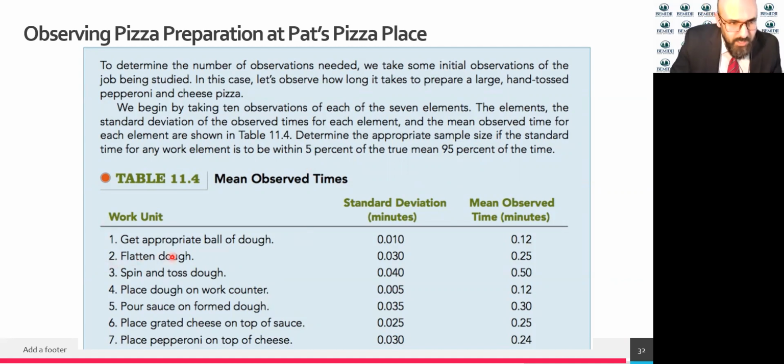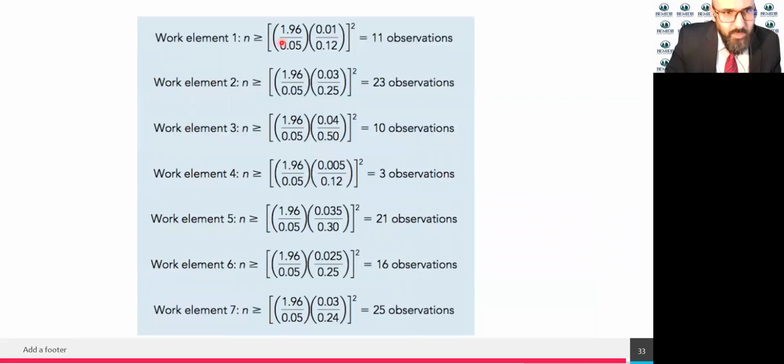Now we have these elements: get appropriate bowl of dough, flatten dough, spin and toss the dough, place dough on work counter, pour sauce on formed dough, place cheese on top, place pepperoni on top of the cheese. They give us the standard deviation and the mean time for the 10 times they did it. The first thing in a time study is to find the number of observations. We use this equation, Z divided by A, times the standard deviation divided by the mean.